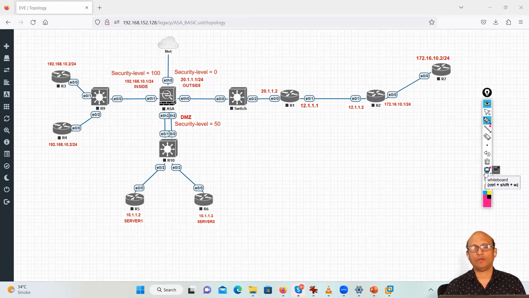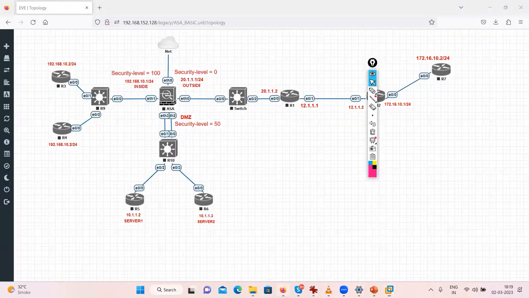So what do you think? Who will get 100% inside? Because it is trusted. Who will get zero outside? Because it is untrusted. So any traffic that is coming from high security level to low security level. So now I hope you understood the scenario.